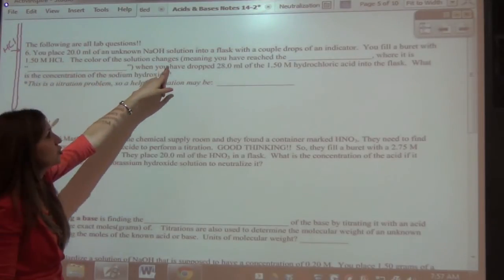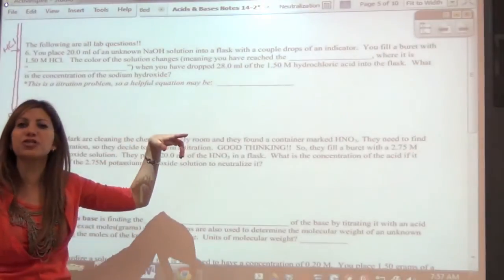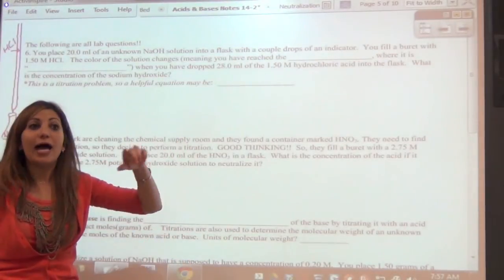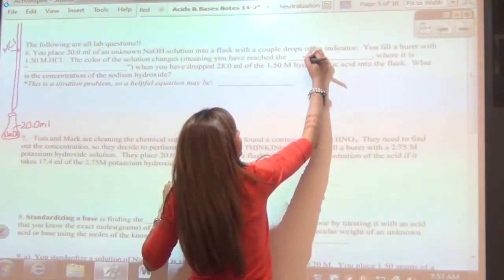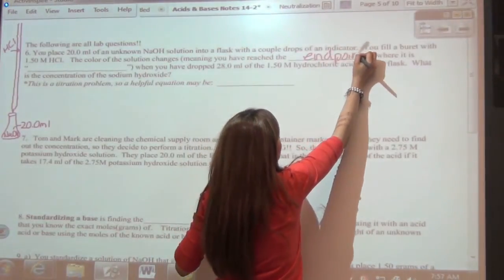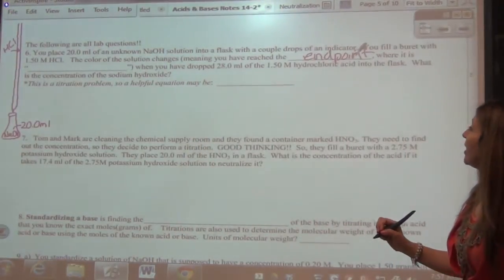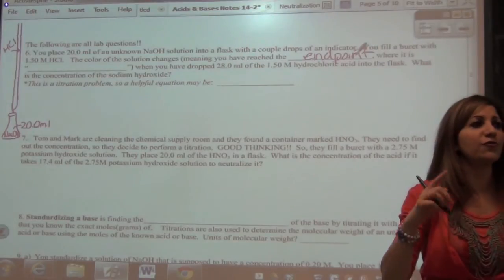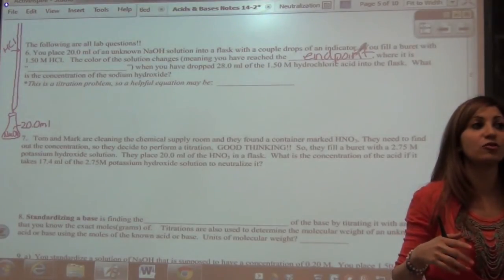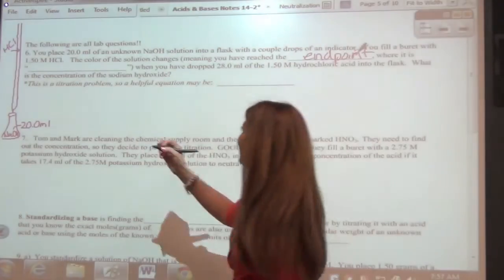It says the color of the solution changes, meaning you've reached the what? Endpoint. Awesome. It's called the endpoint when the color changes. When you've reached the endpoint, you can now say that the solution has been neutralized. Awesome.